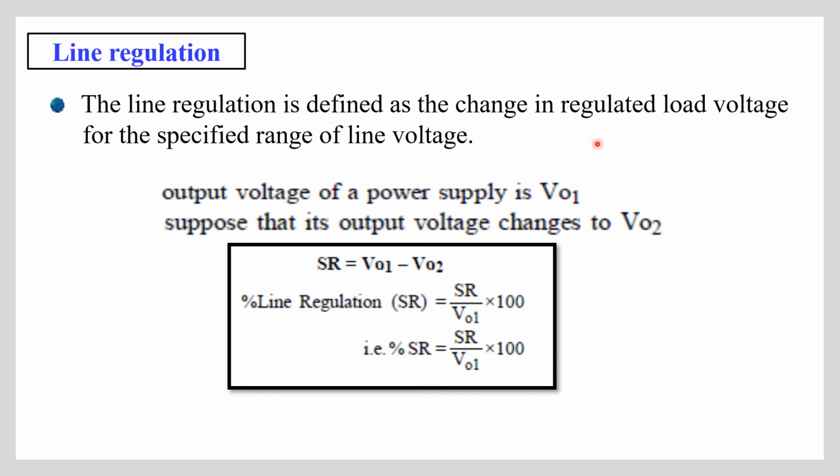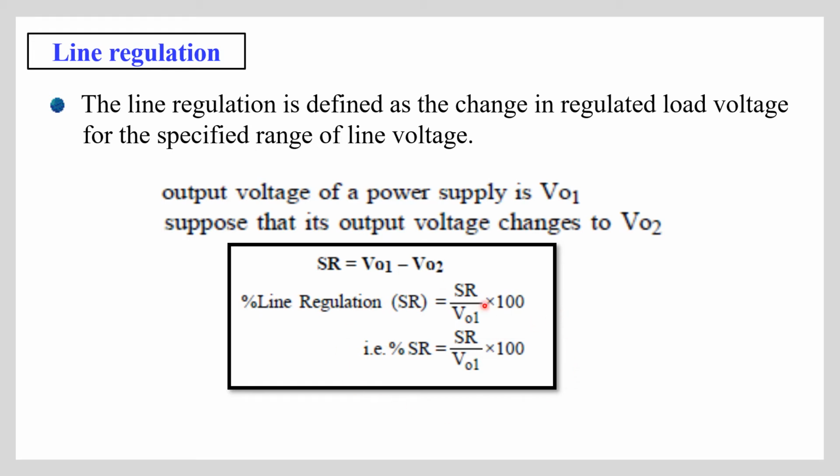Clear? So now the output voltage of the power supply, let us represent by VO1, and suppose that its output voltage changes to VO2. So what is SR? The source regulation is equal to VO1 minus VO2. This is actual and this is the change. Therefore, the percentage source regulation is equal to SR. What is SR? VO1 minus VO2 upon VO1 into 100.